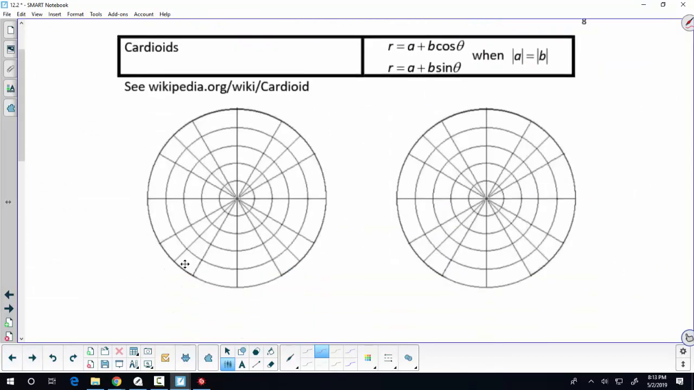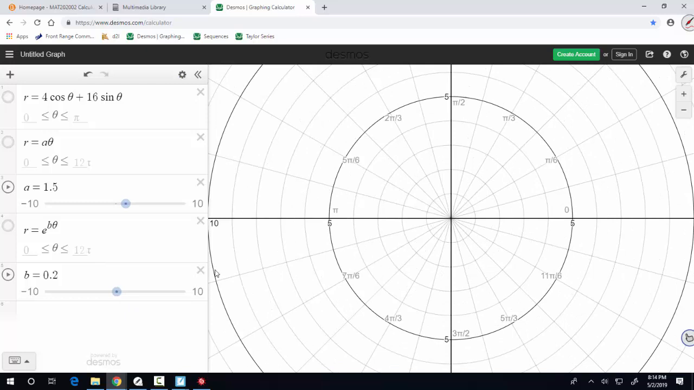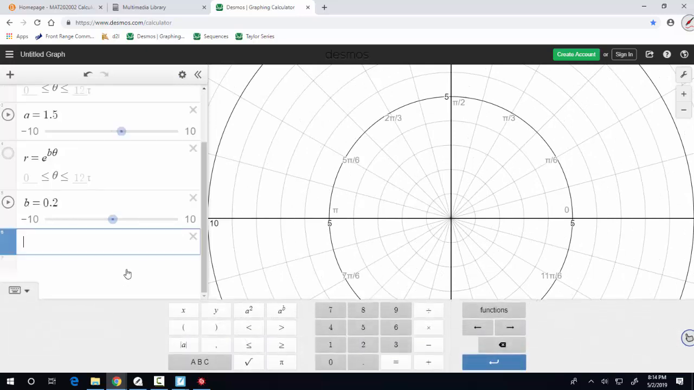Okay, we do see a lot of graphs that deal with cardioids, but again, you're not responsible for graphing these. In your homework, if it says graph this cardioid, then again we're using Desmos. Notice we've got a cardioid r equals a plus b cosine theta or a plus b sine theta. A cardioid is generated when the magnitudes of a and b are the same. I'll take a few from here and put those in our notes. So we'll do 3 plus 3 cosine theta.